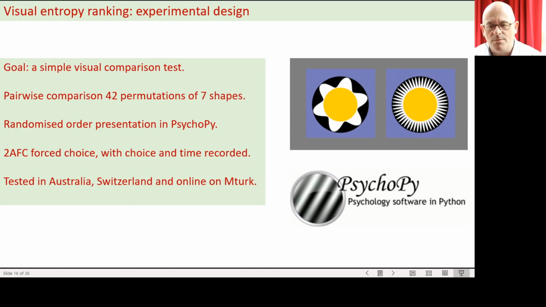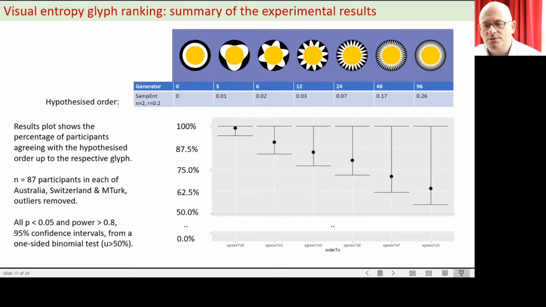And so our first experiment with these glyphs was to test whether the ranking that we propose is in fact the same as people's ranking when you show them in pairs, every pair of these 7 shapes. So all 42 pairs we showed to people and asked them which is the more complex, or which represents the most uncertainty or the highest value. And we tested this in Australia, in Switzerland, and online using Mechanical Turk. And I don't want to go into too much detail on all that here, but these are the results.